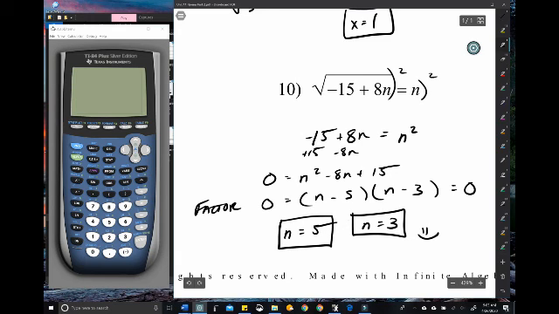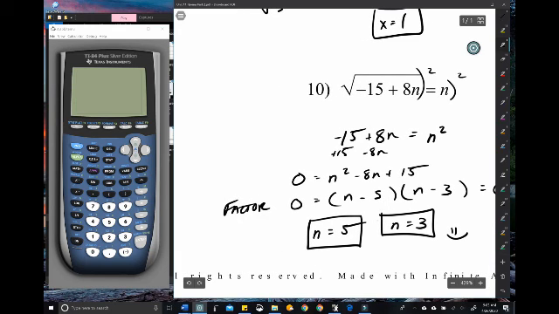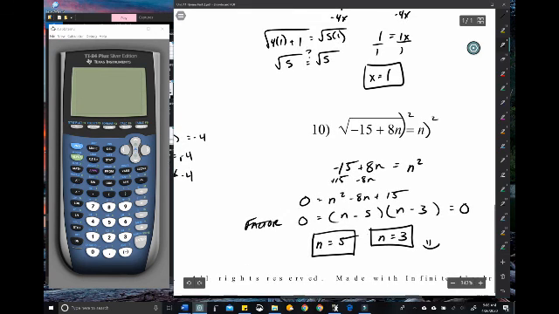Again, you can check that out by just trying them. So negative 15 plus 40 would be the square root of 25, which would be 5. And same idea, negative 15 plus 24 would be the square root of 9, which is 3. Okay, so both of those work.